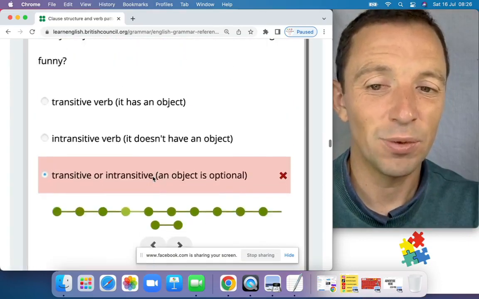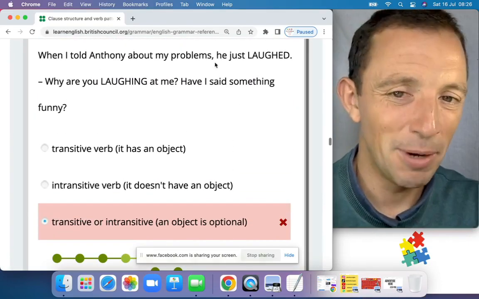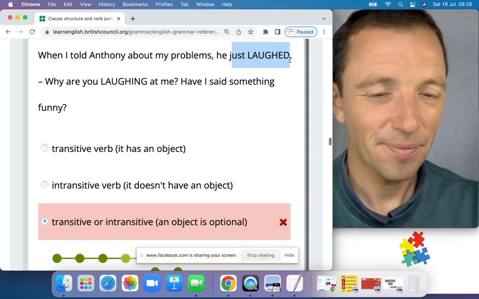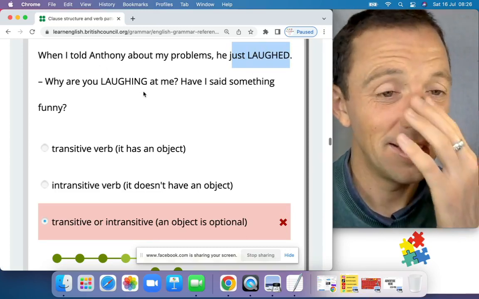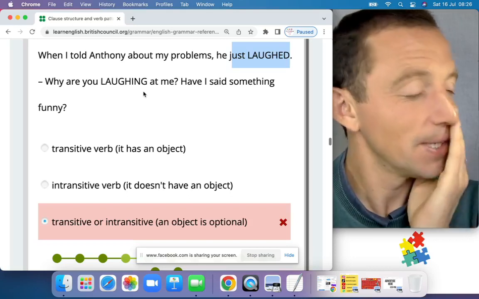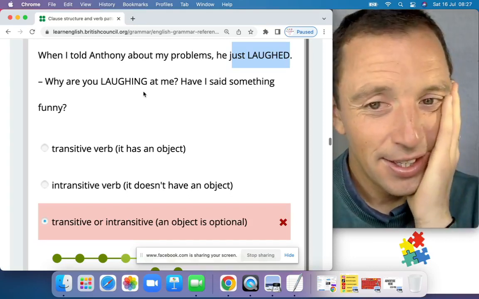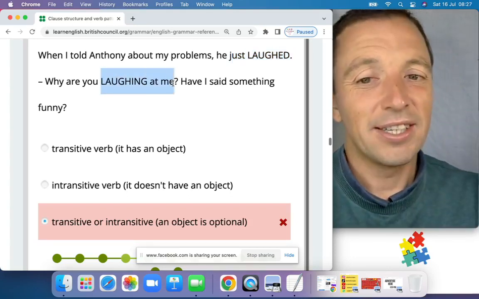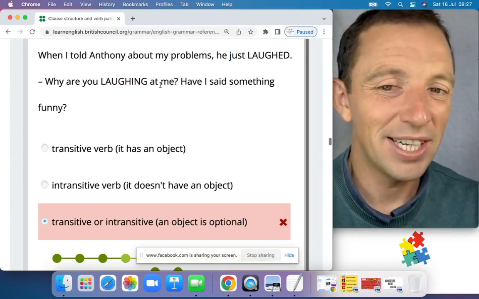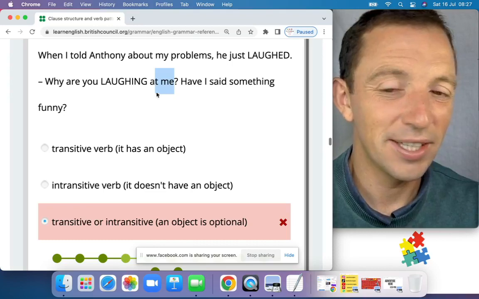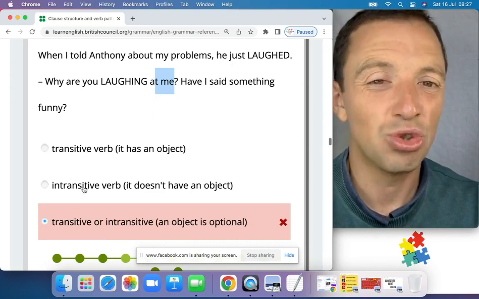Other error is this one. When I told Anthony about my problems, he just laughed. That's intransitive, no object. Why are you laughing at me? Okay, so in this case, there's no object considered in this sentence. It's not an object. At me is not considered the object, so that is probably considered intransitive.